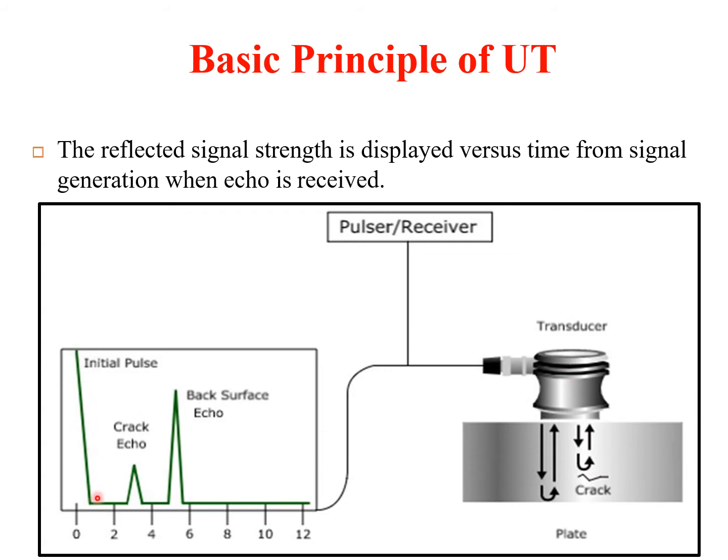This is the initial pulse signal, which then travels. This is the crack echo, the signal that we receive. This indicates that there is a crack here, and then the remaining signal will reach the bottom surface, hit the bottom surface and reach back. So this is the back surface echo. This peak indicates the presence of a crack in the material.